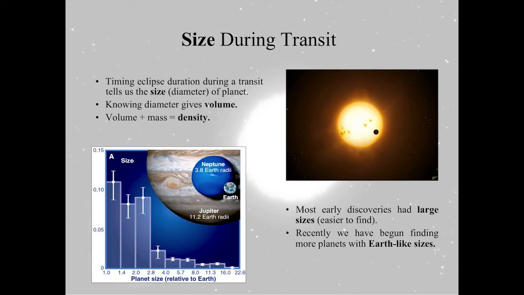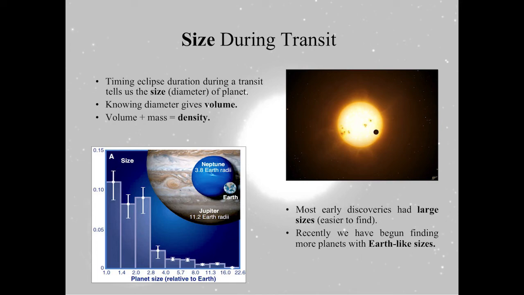How about size? Well, we mentioned again during the transit how much light is blocked. It tells us the diameter. But think about this for a minute now. If we know the diameter of the planet, isn't it a simple matter to get the volume of the planet, assuming it's a spherical planet, which nearly all of them are going to be? So we now have volume, and if we have mass, can't we calculate the density? And so now we can begin to learn yet more about the planet.